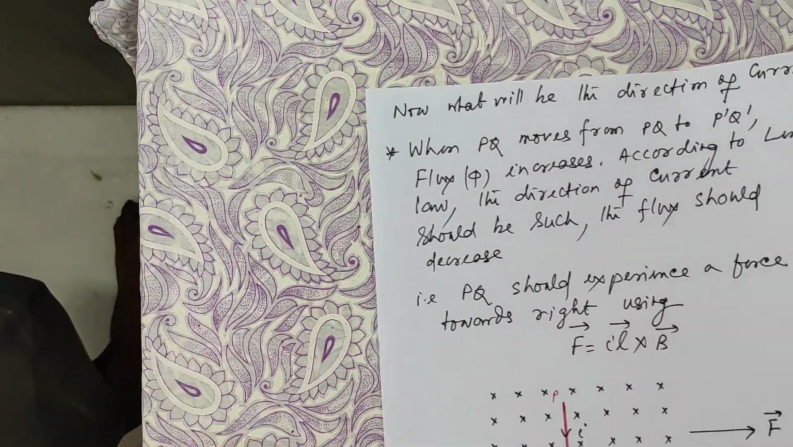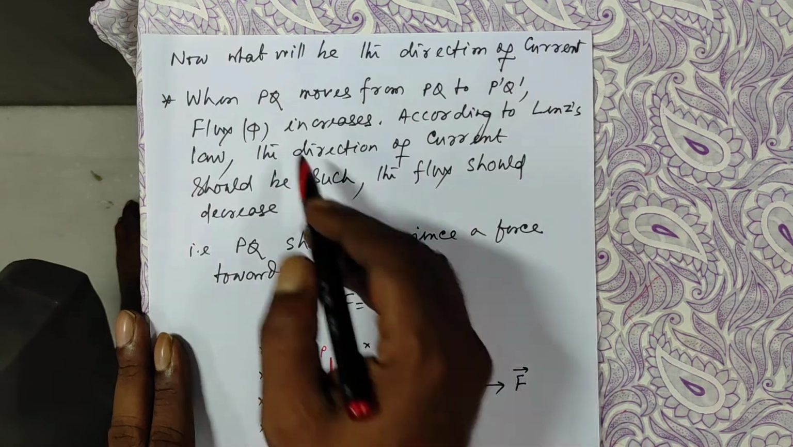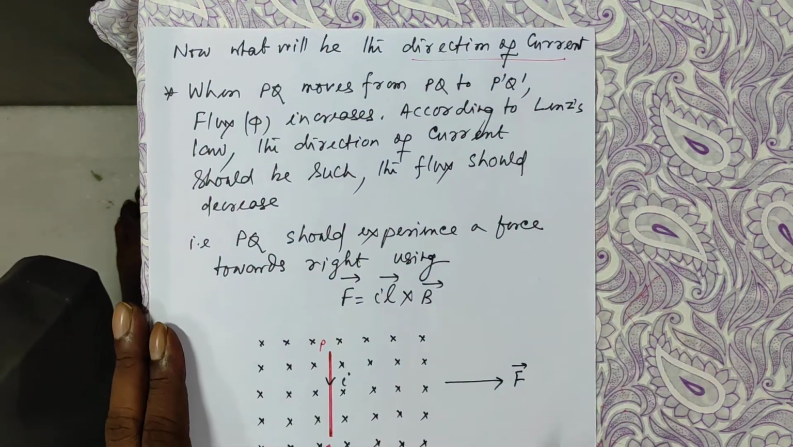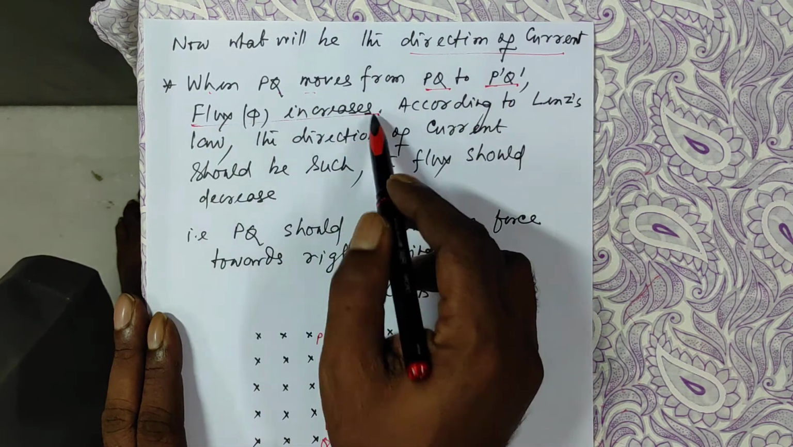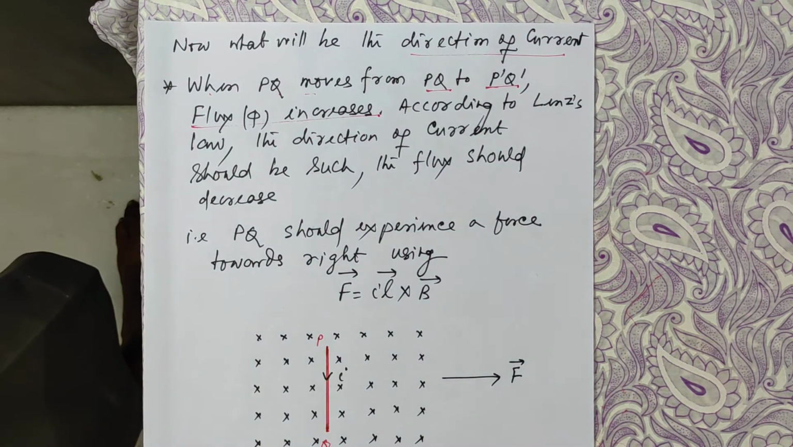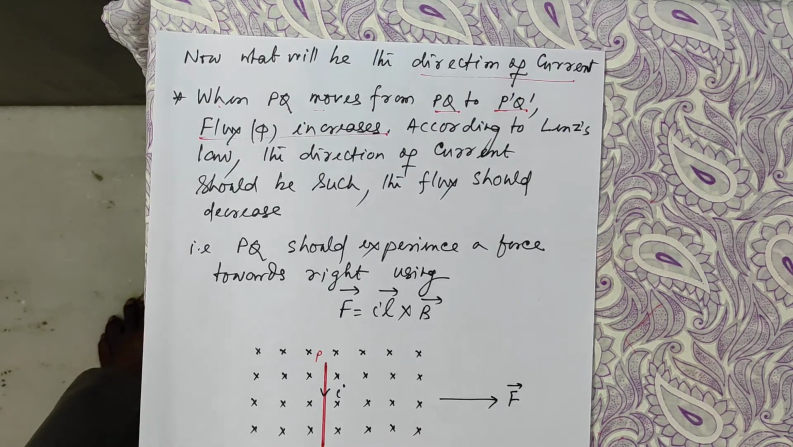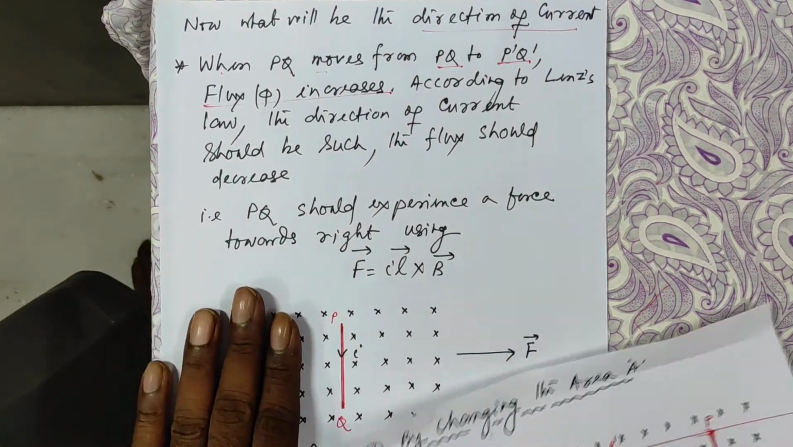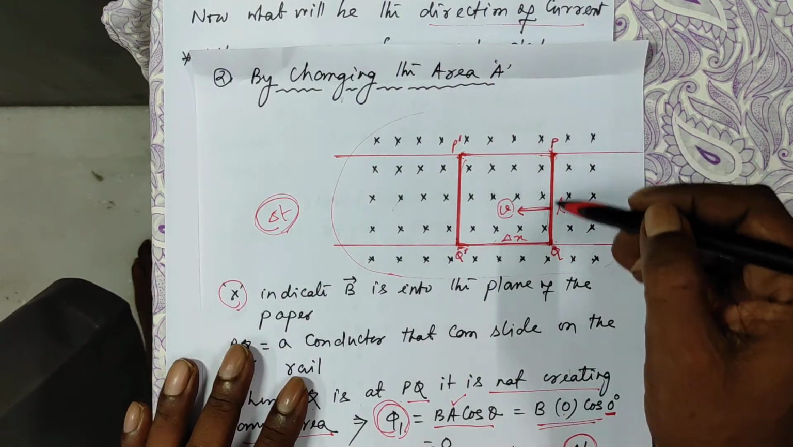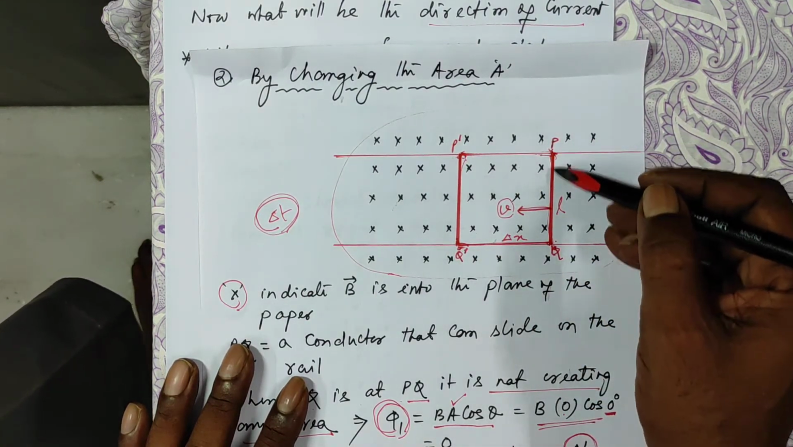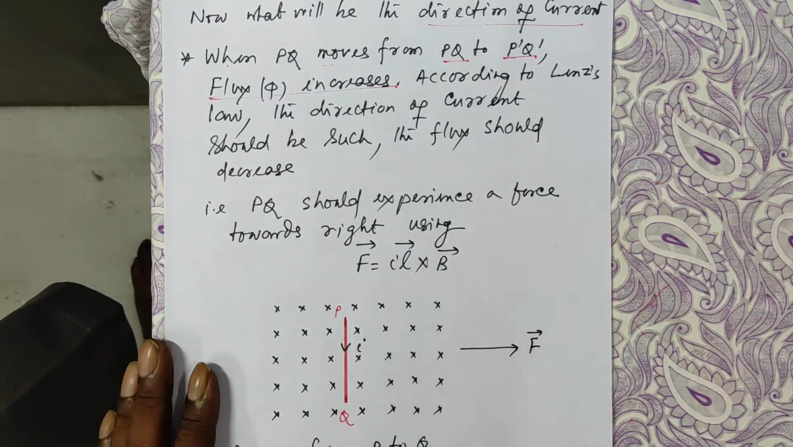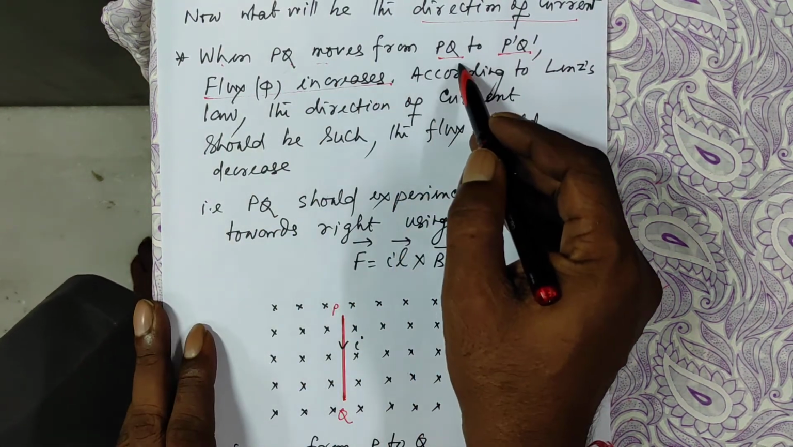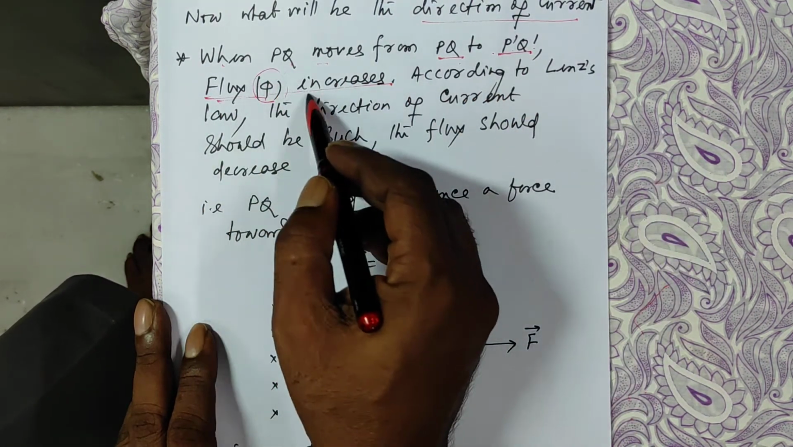Now the question is, what will be the direction of the current? Now this is important. When PQ moves from PQ to P dash Q dash, flux increases. Now let me show the picture again. Initially the flux is 0. Now when it is moving from here to this position, the flux is increasing. So when PQ moves from PQ to P dash Q dash, flux phi increases.